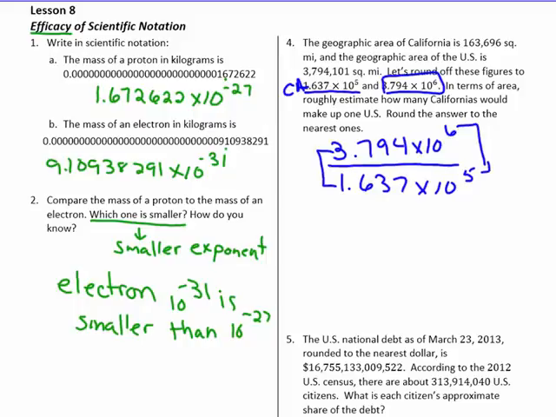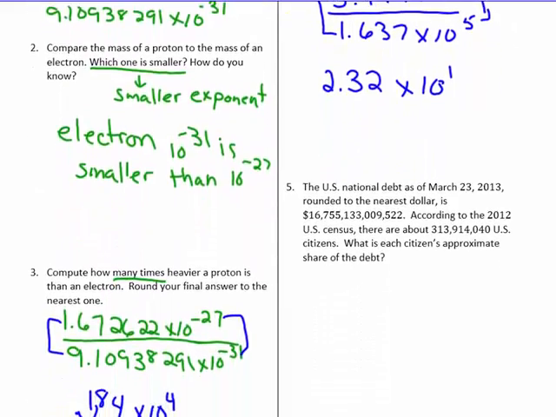Okay, so when I divide those out, we're going to get approximately 2.32, and again, I rounded, times 10, and when I subtract 6 and 5, you get 10 to the 1st. So this is correct scientific notation. In other words, about 23 Californias will fit into the entire U.S.